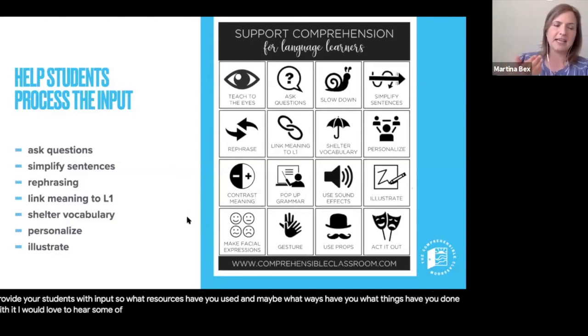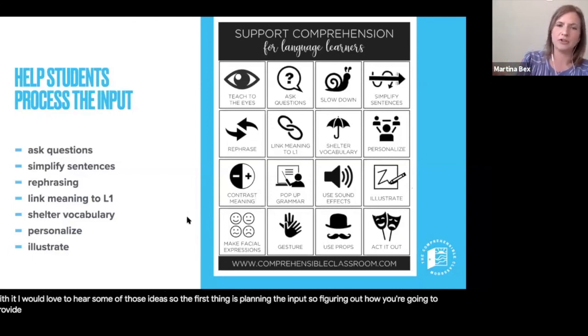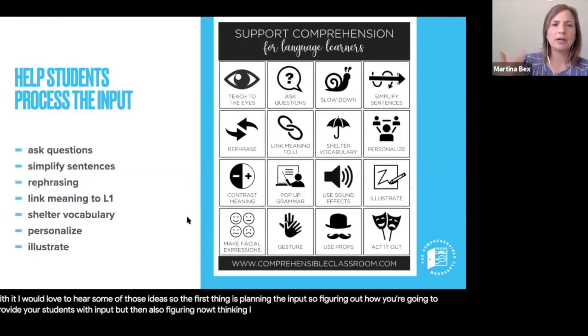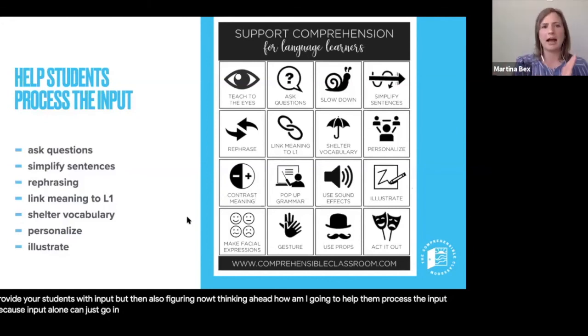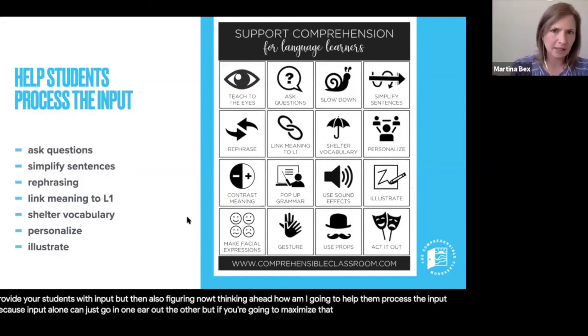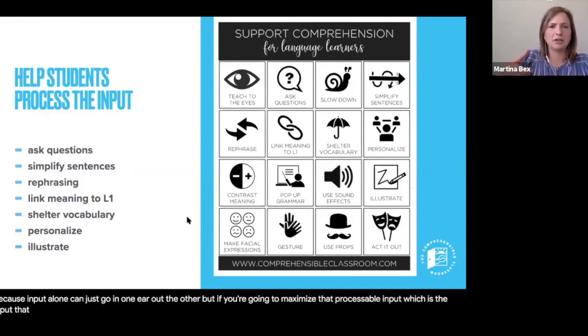So the first thing is planning the input. So figuring out how you're going to provide your students with input, but then also thinking ahead, how am I going to help them process the input? Because input alone can just go in one ear and out the other. But if you're going to maximize that processable input, which is the input that a learner's brain can actually receive as intake, then we've got to do a little bit more.